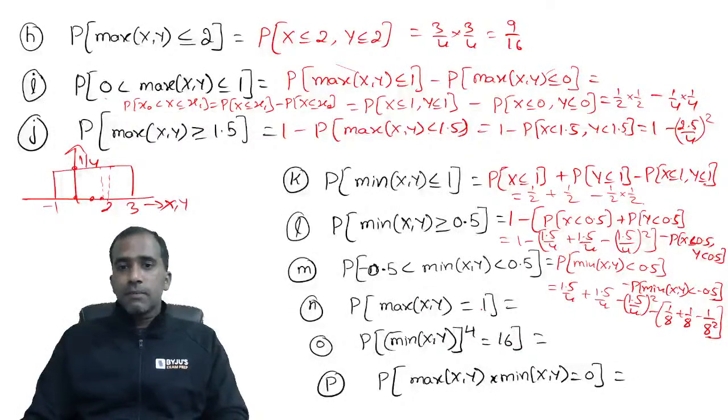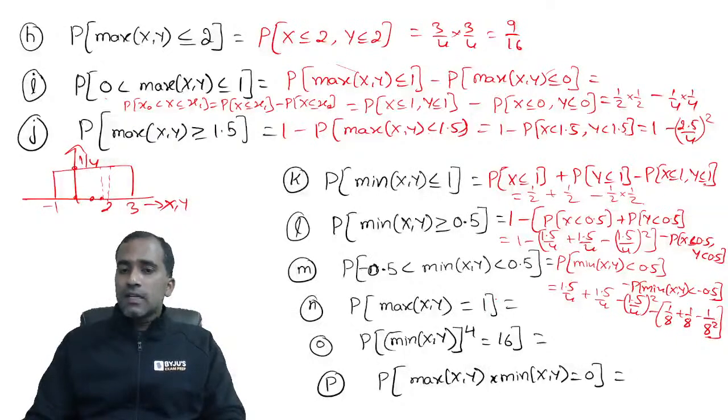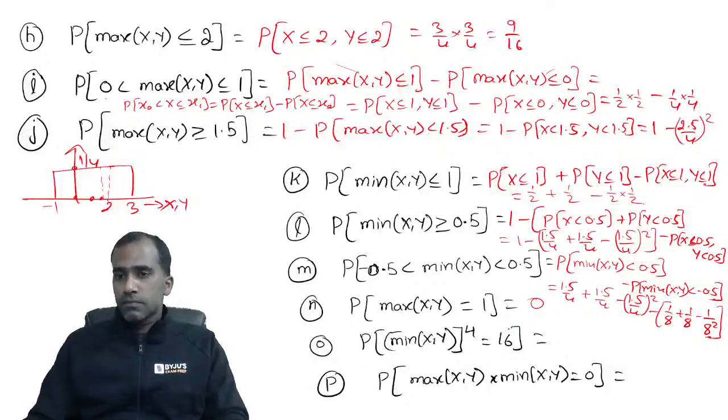Next, maximum of x comma y equal to 1. Maximum of x comma y is a continuous random variable. A continuous random variable taking a particular value will be definitely 0. Or you can also write it as maximum of x comma y taking a value from 1 minus to 1 plus. Okay. So how about this one?